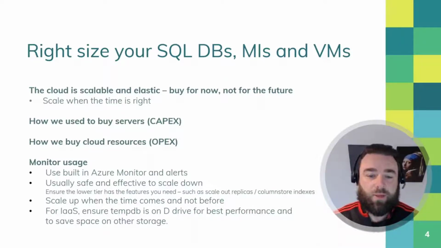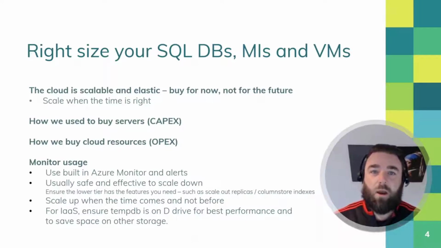You can normally scale down because it's easy enough to scale back up if the time comes, but you must bear in mind that not all features are available at all tiers. So if you're using something like scale out replicas or column store indexes on some kind of premium or business critical tier, then sometimes moving that down to a more standard or general purpose tier, you're not going to get everything that you need. So make sure that it's not just that you've got more overhead and you think you can slide down. Just make sure that your features are covered. And if they are, it's probably a good, safe idea to scale down. And if you're not getting the performance you expect, it's easy to just move back up again.